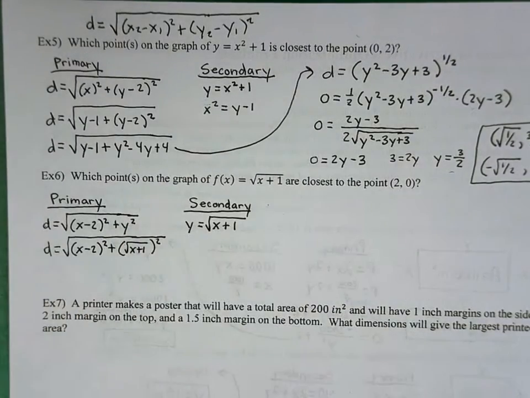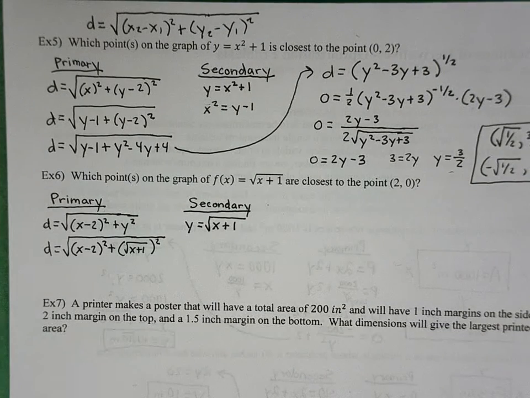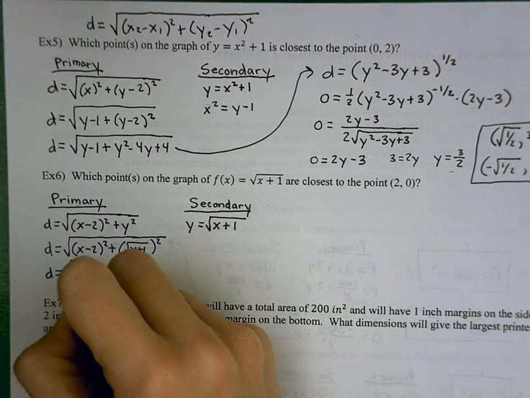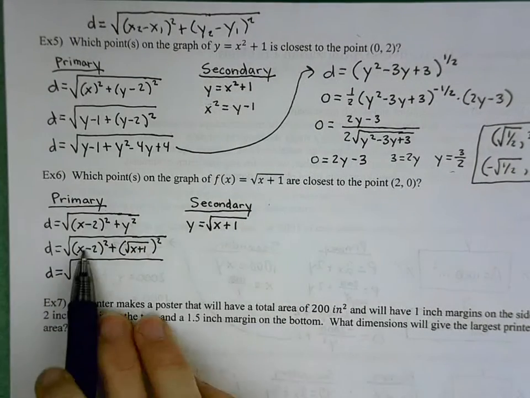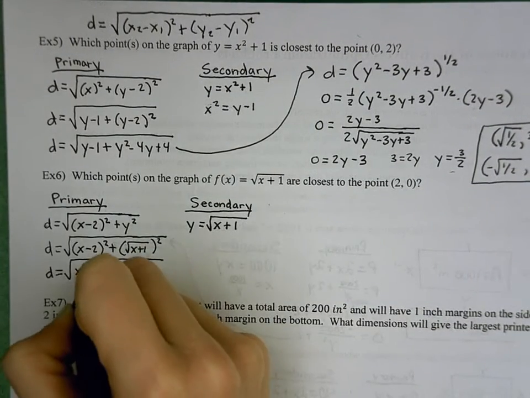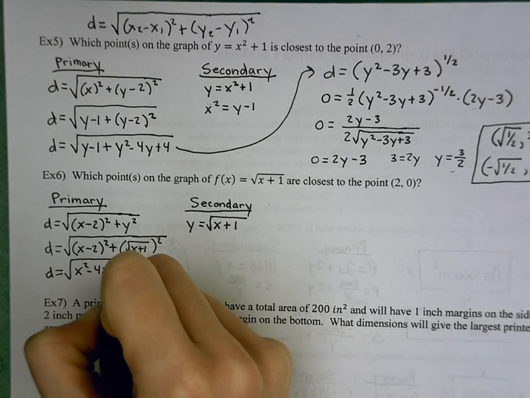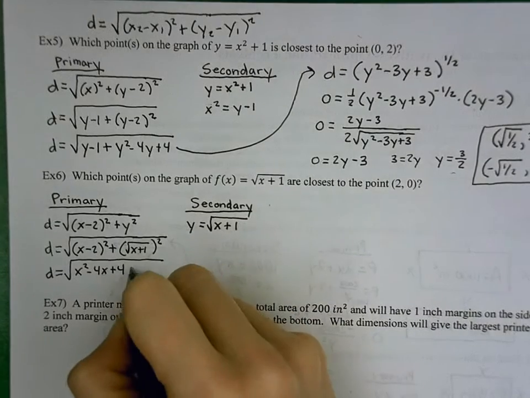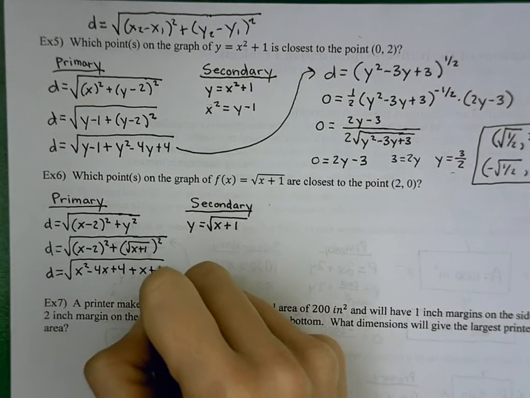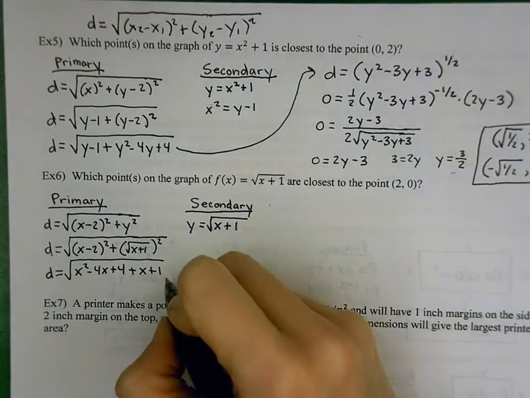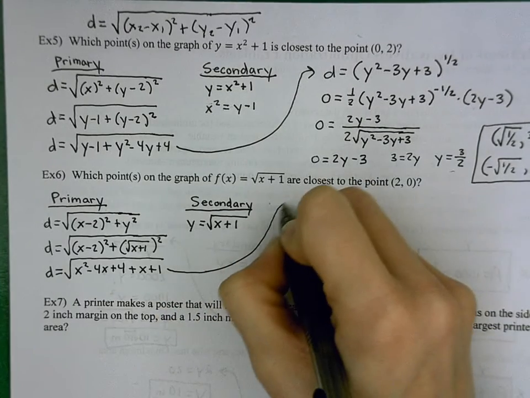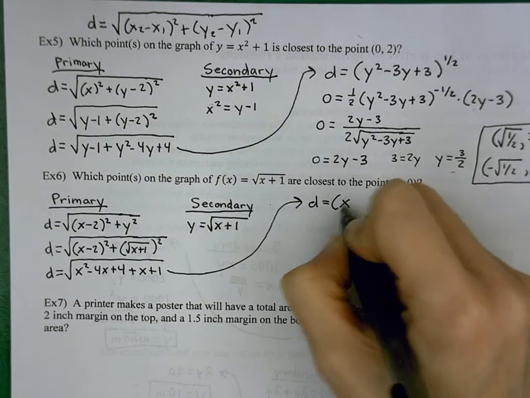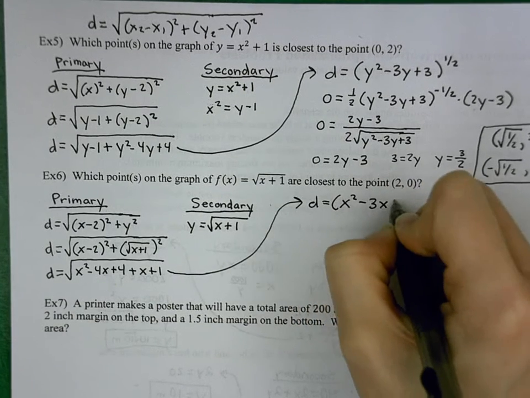Okay. Again, manipulate before you take the derivative. So let's go ahead and manipulate this, get it as simplified as possible. When you FOIL out that x minus 2, you get x squared minus 4x plus 4. And when you square the square root, they cancel each other because they're inverses, and you're left with just that x plus 1. Which then when I combine like terms, I get x squared minus 3x plus 5.